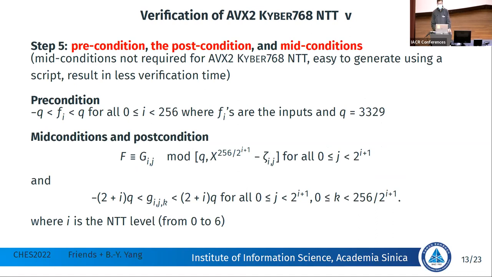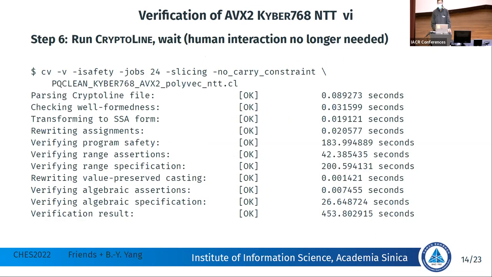Okay, after you add all of this, there's no further human interaction. You run CryptoLine, and here is the example run, which verifies the Kyber NTT. And this uses a small server in our cluster. This is not a super server. You can see that it has only 12 cores and 24 threads. And it only used 454 seconds, which is less than 8 minutes. So in 8 minutes, it shows that the Kyber NTT runs correctly for all inputs.